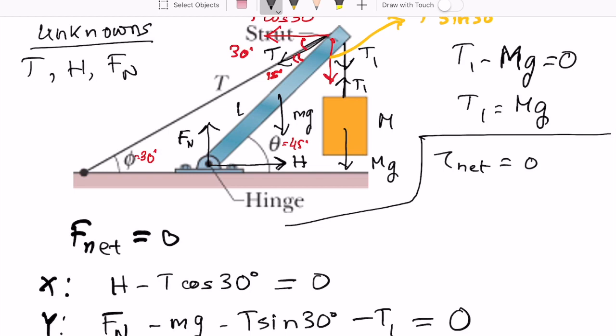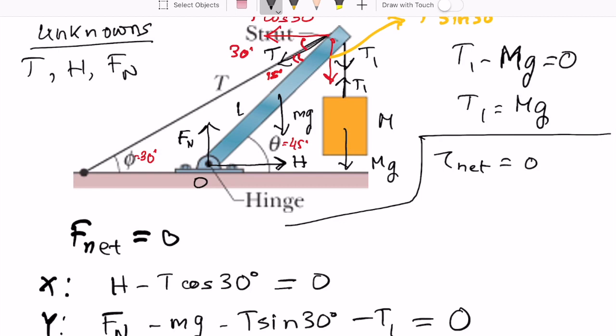Okay, so let's first decide what is a good reference point for calculating torques. Clearly, FN and H both pass through the hinge, and the hinge is also the natural pivot point of the system. So the hinge is a good point for calculating our torques. Let's make that our reference point. The reference point is right here. We're going to do net torque equals 0. FN and H don't have any torque about the hinge because they pass through the hinge.